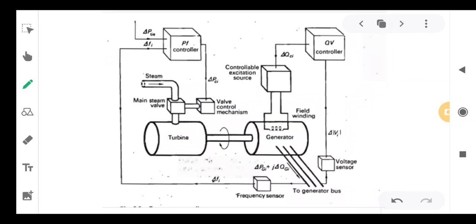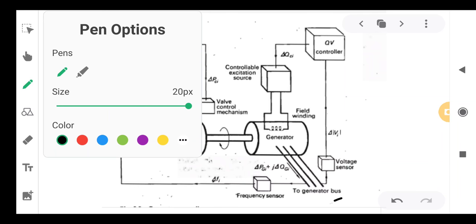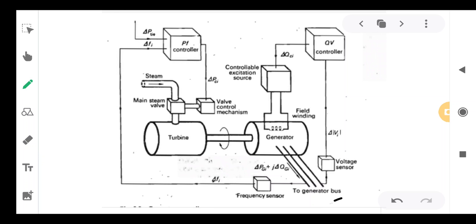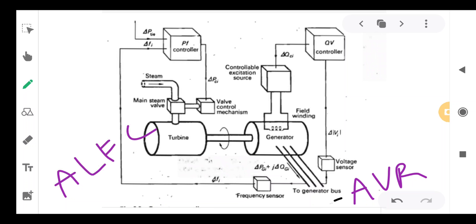The same thing is shown here also. You can see the generator. The turbine is rotating the generator. So therefore the mechanical input is given to generator. Generator will produce the electrical power output, from which you can have the AVR. This is the AVR loop. So this is the ALFC loop. The same thing is shown here, delta V given to QV controller, and delta Q is obtained, from which you can control the field.